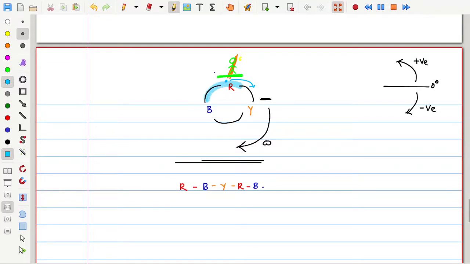This entire thing you assume as some ring. This ring is rotating. How is it rotating? In clockwise. If it is rotating, what will you see after R? After R comes B, then after B, Y, like that.